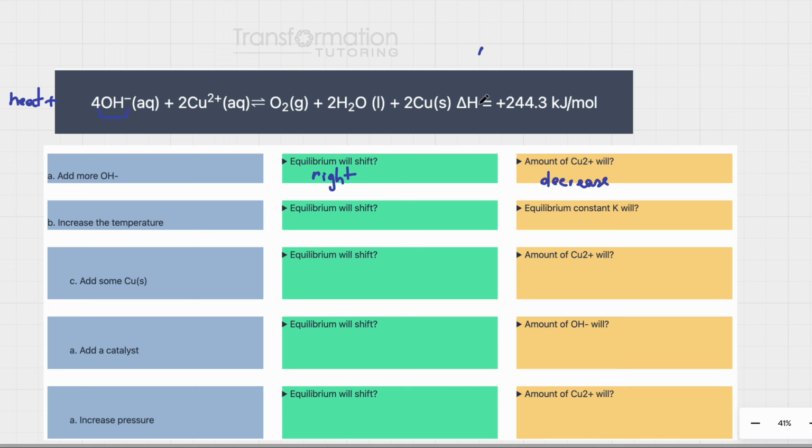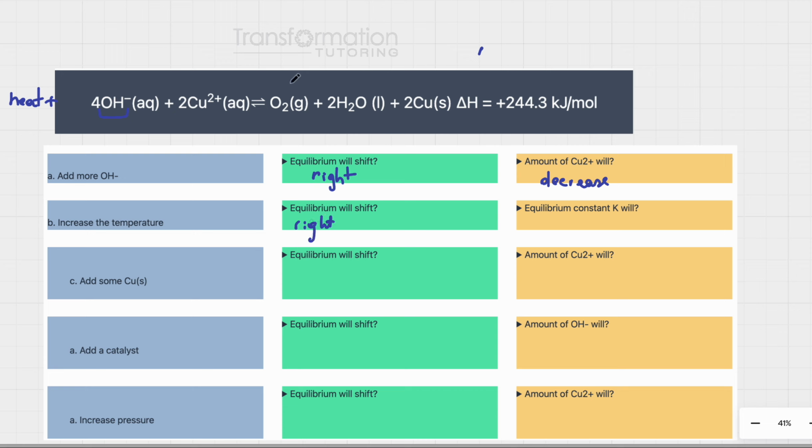They might not give you a delta H. In the question, it might say endothermic or exothermic. So you can also add your heat that way. Now that I have added my heat to the proper side, I can treat it as one of the reactants in this case. So I will deal with it the same way we dealt with concentration. Increased temperature means I increase heat. So to get rid of heat, I will again shift to the opposite side. The opposite side would be to the right.